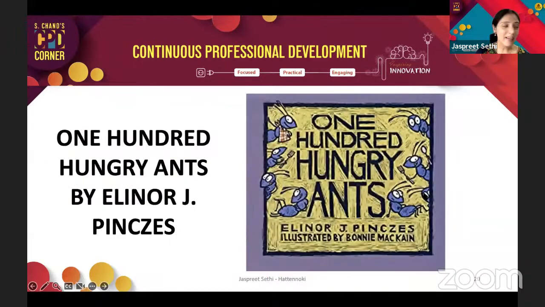And then my other beautiful book, which progresses a little bit, I would say, with second, third graders, sometimes even fourth, fifth, depending on the level of students, would be 100 Hungry Ants.